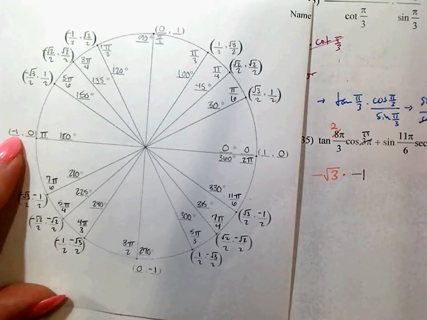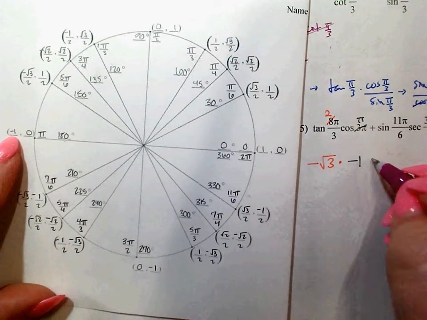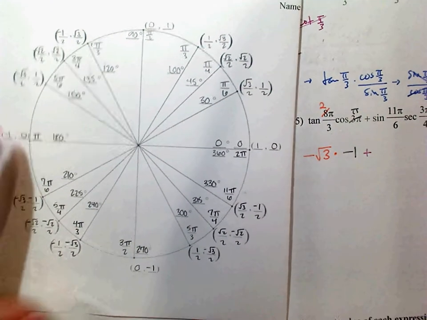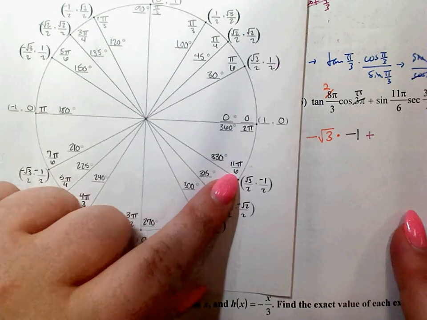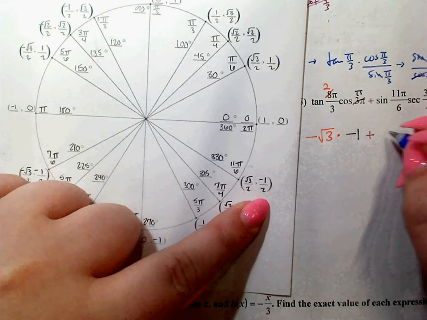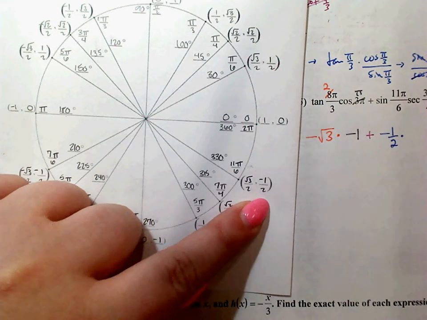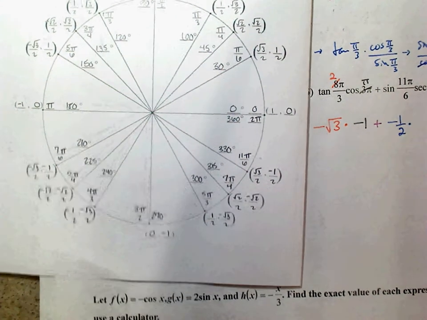Plus sine of 11 pi over 6. 11 pi over 6 is right here. Sine is the y value, so negative 1/2 times, and then secant of 3 pi over 4. So 3/4 pi is right here.